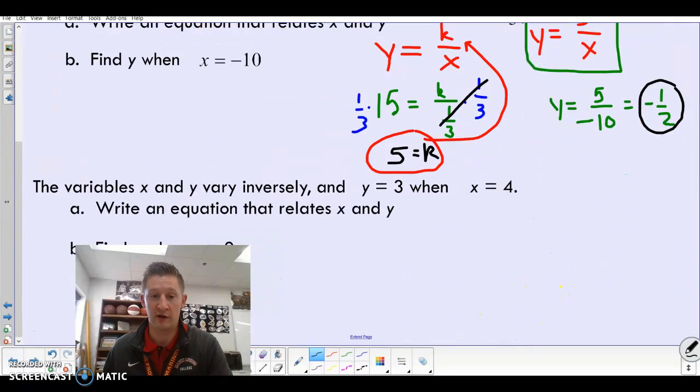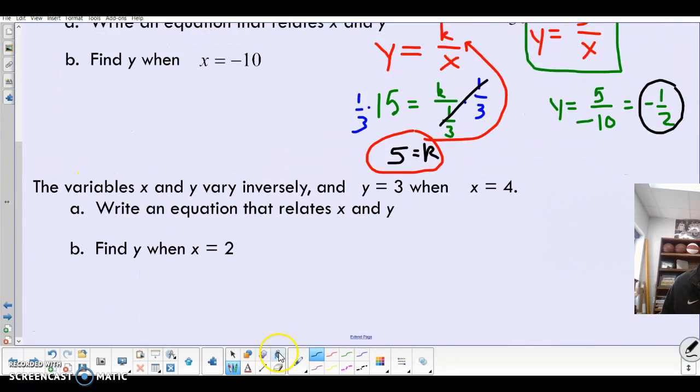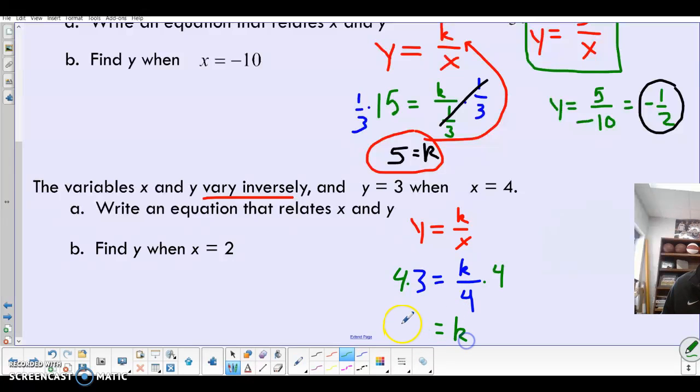We'll practice one more down here. Again, variables x and y vary inversely. y is 3 when x is 4. Write an equation that relates them. I start with my general inverse variation equation that I know is going to work, k over x. I don't know what k is, but I do know the x and y that match up: y equals 3 when x equals 4. Solve for k. Instead of dividing by 4, do the inverse, which would be to multiply by 4. 4 times 3 is 12. The 4 cancels over here, so that means that k must equal 12.